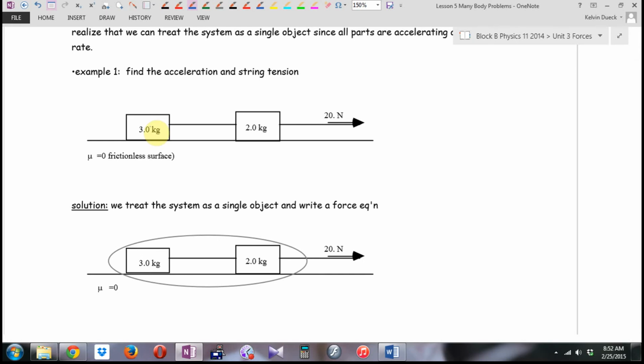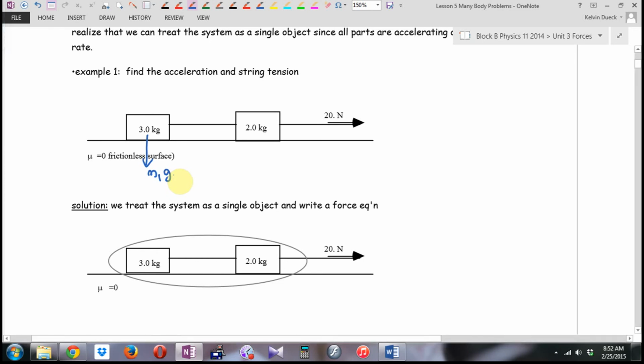See that 3 kilogram mass? What are the forces acting on it? Get the obvious one. Gravity. What's the equation that I've been writing for gravity? mg. Is there more than one mass in this question? So I'm going to call this m1g.